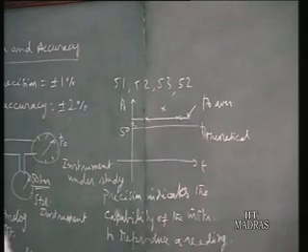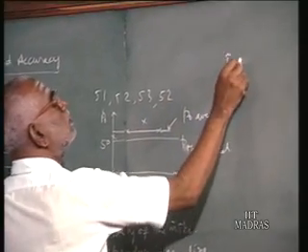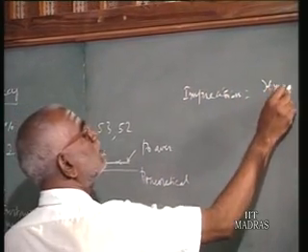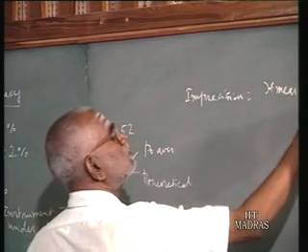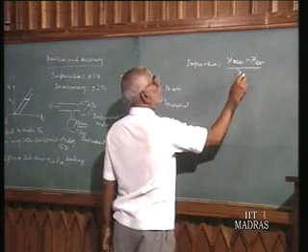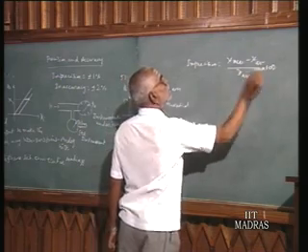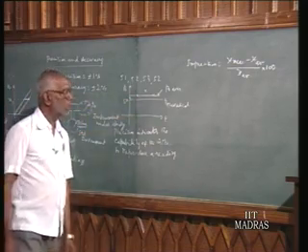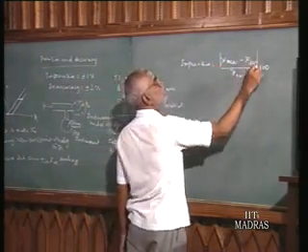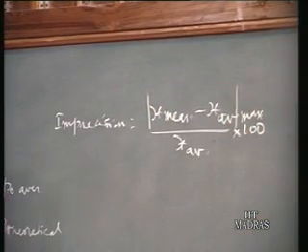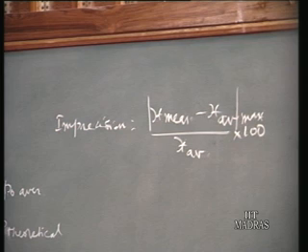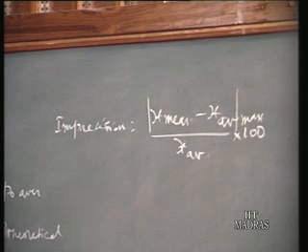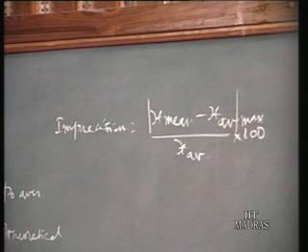So the scattering, or I will say the imprecision, is given by the equation: x measured minus x average, divided by x average, into 100. In a set of readings, we have taken four readings. In these readings, we have to find the magnitude of the maximum deviation, x measured minus x average divided by x average. If it is a single reading, then x average does not exist at all. So here it is valid only for a group of readings.